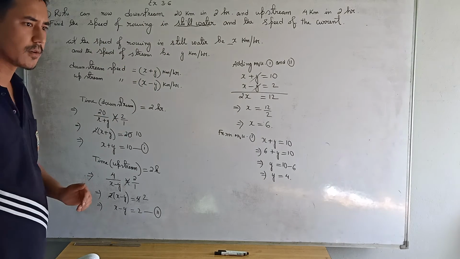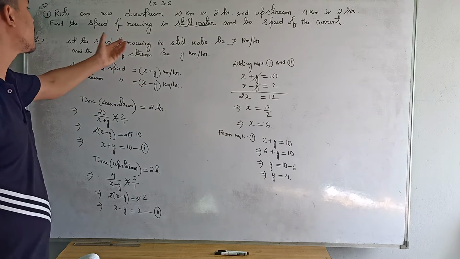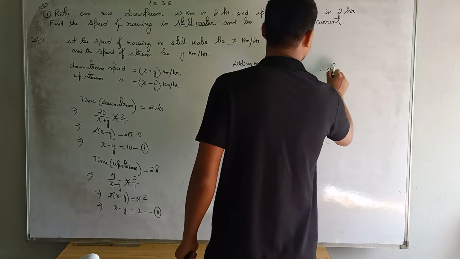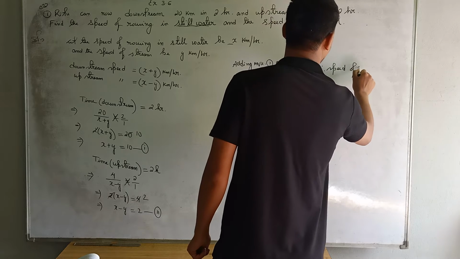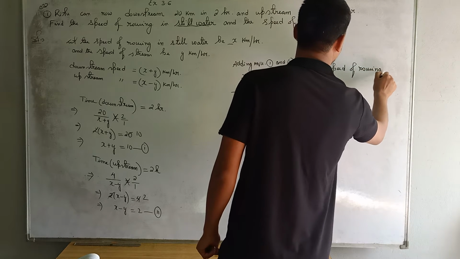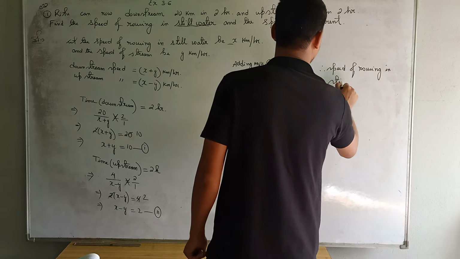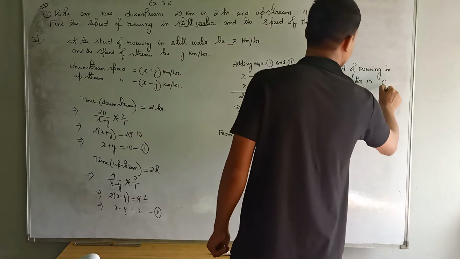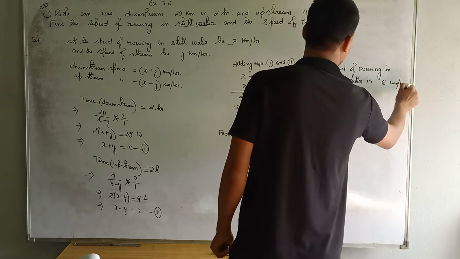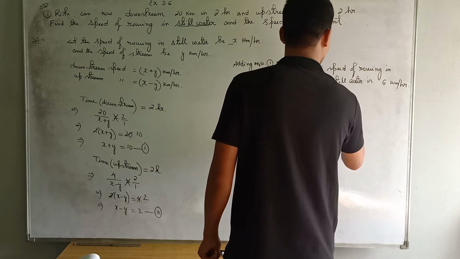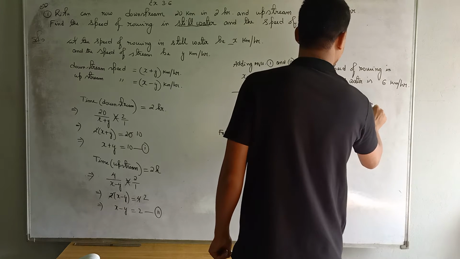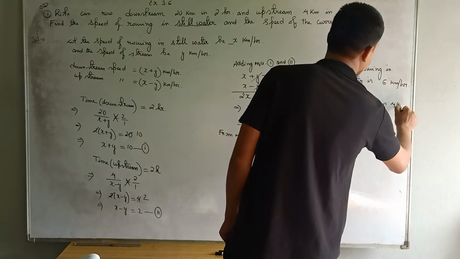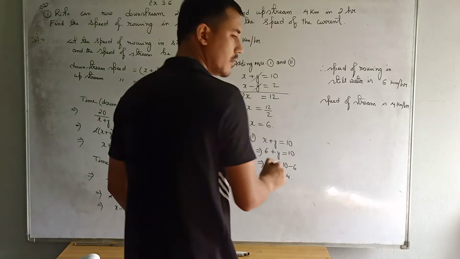Now let us interpret the result. x means speed of rowing in still water. Therefore, speed of rowing in still water is x, and x is 6, so 6 kilometer per hour. And the speed of the stream is y. We have calculated this as 4 kilometer per hour.